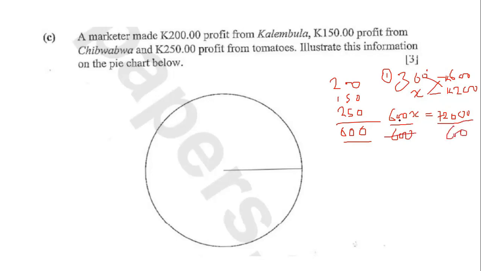So this one and that one will cancel. Our x will be equal to, here you can cancel the zeros. Then 6 into 6, 1. 6 into 72, that is 12, and you find your 120 degrees.